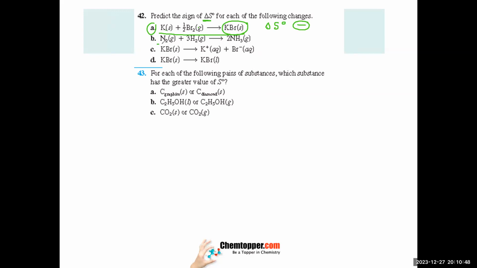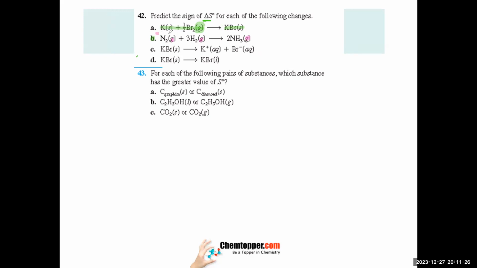Check this one. N2 H2 ammonia. These are very popular questions for AP exam. I hope first question is clear. You have to compare the state of the product and that of the reactant. Whatever side gas is there, that will have high entropy. Okay. Now look at the B part. In the B part, this is gas, this is gas, this is gas. So how should I compare?